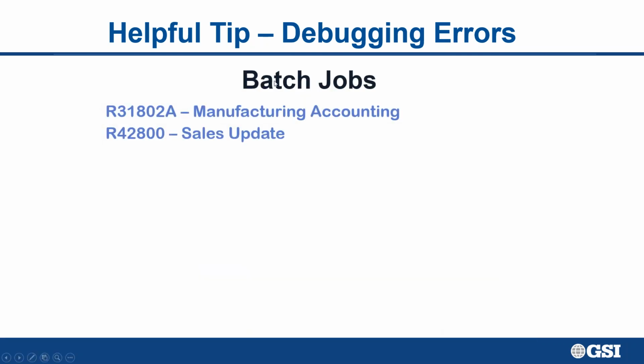Now, next are the batch jobs. There are two of them in particular, manufacturing accounting and sales update, that create the journal entries. So if I issue material to a work order, let's say at 10 o'clock in the morning, yes, my inventory on hand will change right then, but it's not looking at DMAAIs. It doesn't look at DMAAIs until I run manufacturing accounting late at night.